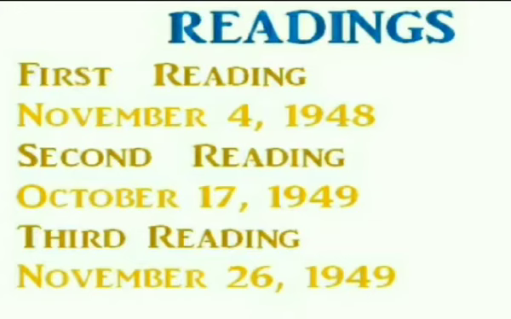Reading. The Constituent Assembly discussed the draft of the Constitution clause by clause since November 4th, 1948. The second reading of the draft was completed by 17th October 1949 and the third reading took place to give the Constitution a final shape in November 1949. The Constitution was adopted and passed by the Constituent Assembly on 26 November 1949.